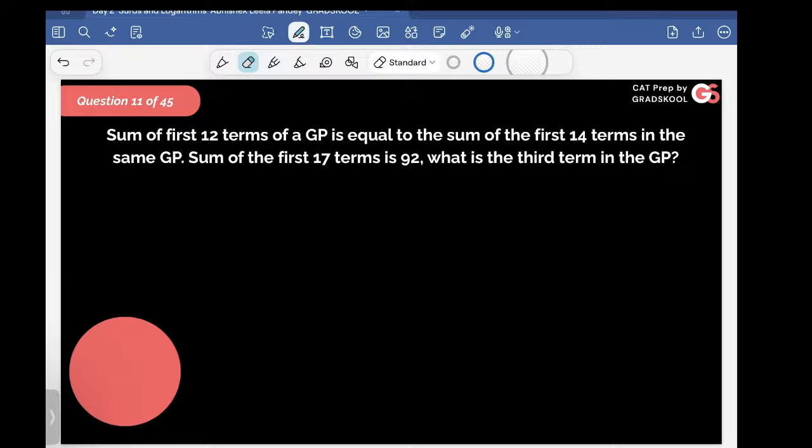Sum of first 12 terms of a GP is equal to sum of first 14 terms in the same GP. Sum of first 17 terms is 92. What's the third term in the GP? Now we have a question of GP.